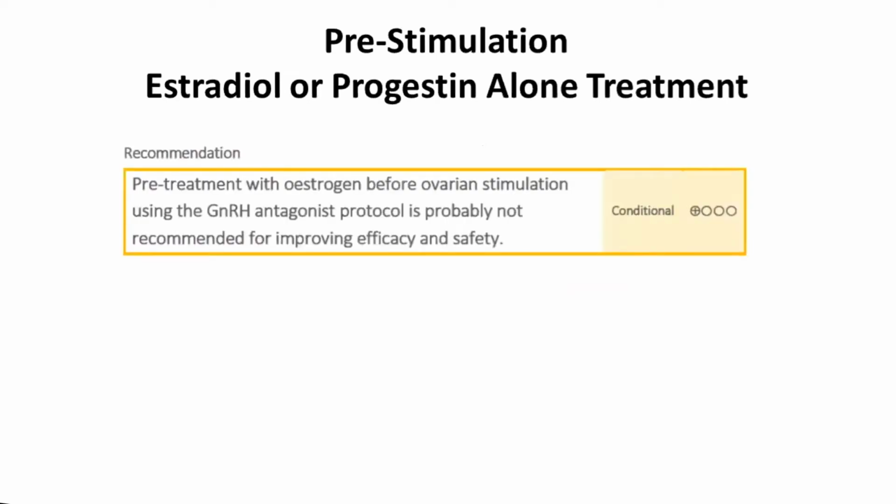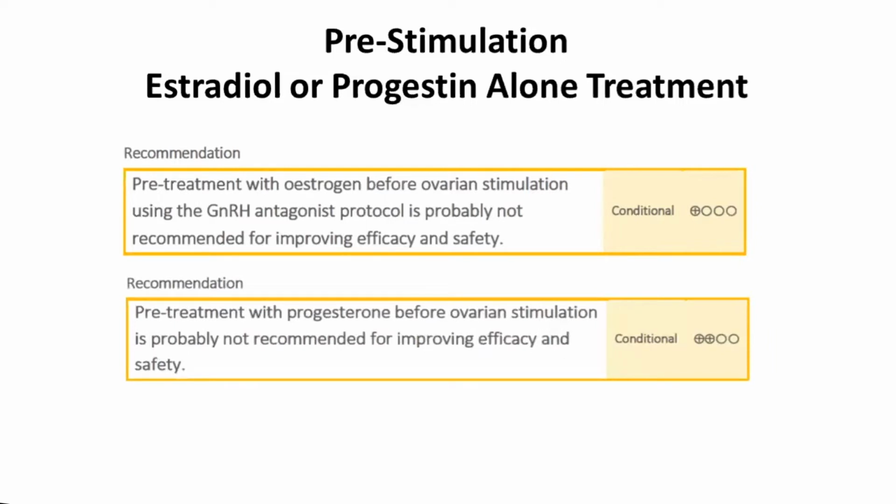What do we need for pre-stimulation therapy? Using estradiol or progestin alone is not recommended before antagonist protocols, and it actually reduces the ovarian response and reduces pregnancy rates in antagonist protocol in particular.